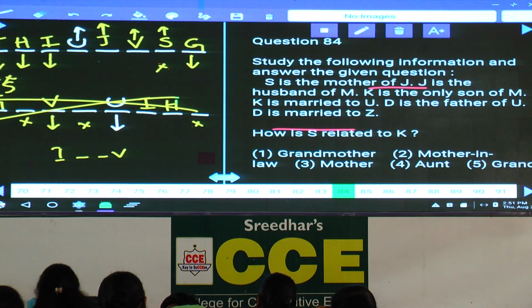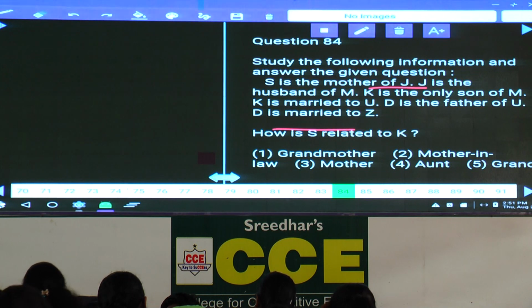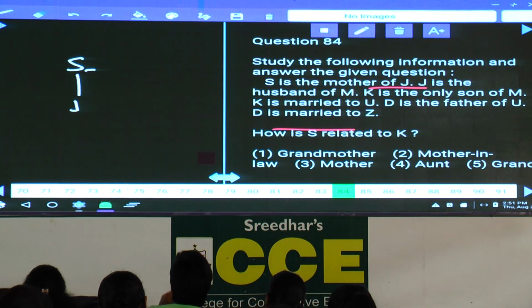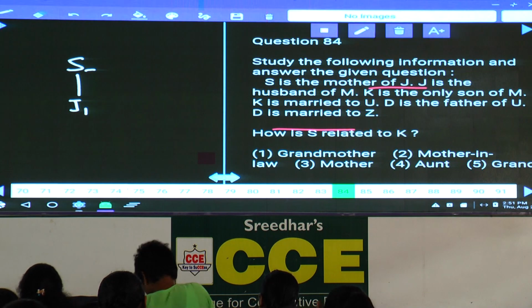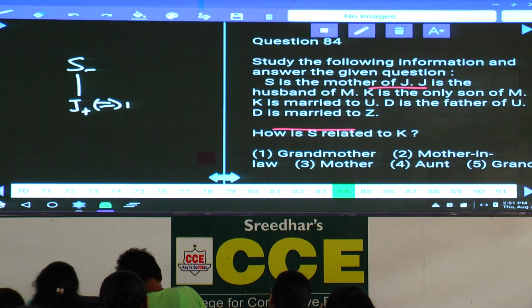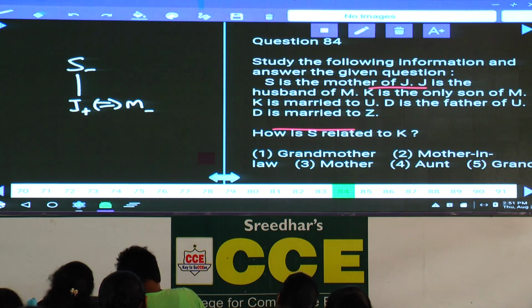Now this 84 to 86 is based on blood relations. S is the mother of J. Now tell me how to represent this. S is the mother of J and J is the husband of M. J is the husband of M, so M is the wife of J. K is the only son of M.